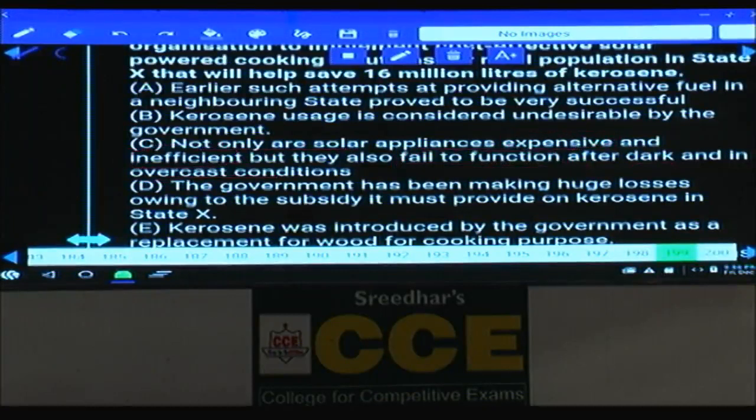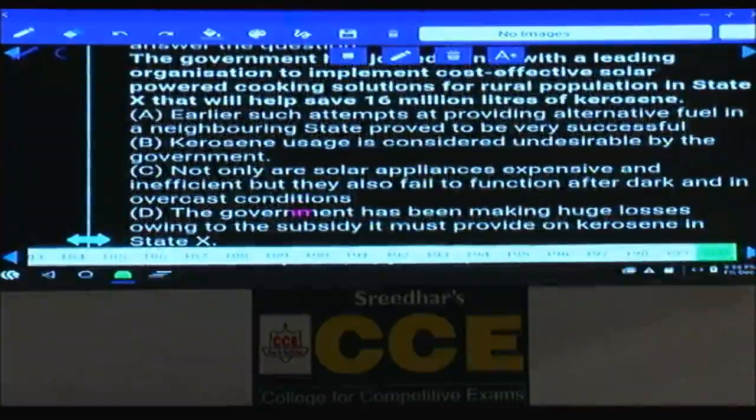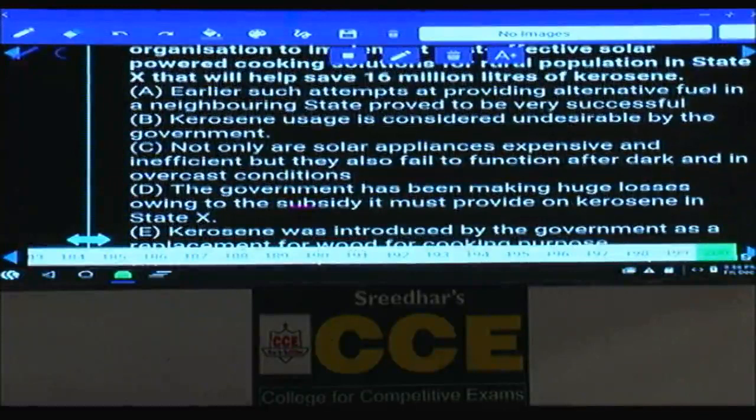Then coming to 200. Now in this 200, what is the information? Which of the following statements might be a possible reason behind the government encouraging this? What are the reasons for this one? The reasons might be the same. Now the reasons, first one, earlier such attempts. Now B, we have considered this as a conclusion. Next, the third one is a failure. Why is it the reason for a failure?